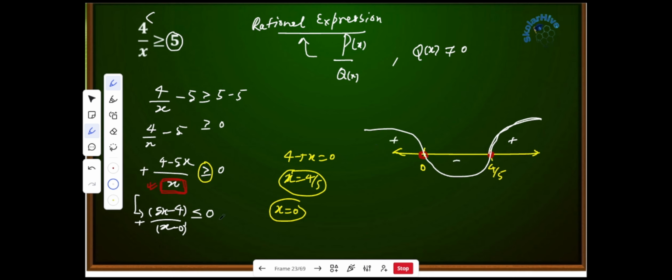Now we have drawn the curve, and this expression is less than or equal to 0. It means we have to look for the region where the curve is negative. Here we can find that the curve is negative between 0 and 4 by 5. The solution set is x belonging from 0. At 0 we have an open interval, and at 4 by 5 we have a closed interval, because here we have a dark circle.